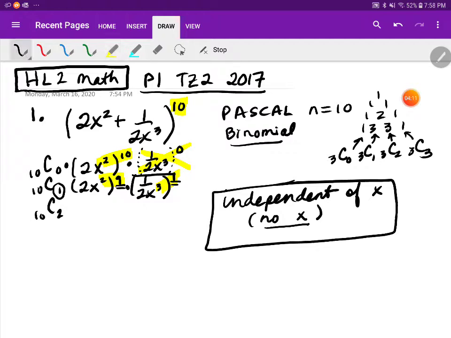So I've got to figure out, and maybe there's more than one. I don't know if there's only one or more than one. So 2x squared to the 8th, 1 over 2x cubed to the 2nd. So that's, what, x to the 6th, 16. Okay, we're getting closer. So this would be, let me just look at the x's.